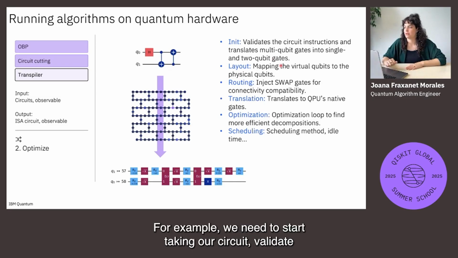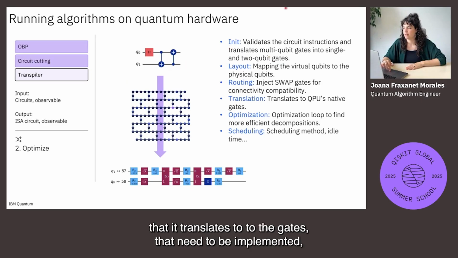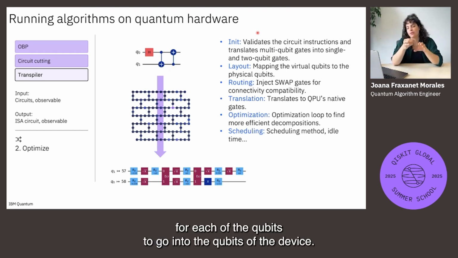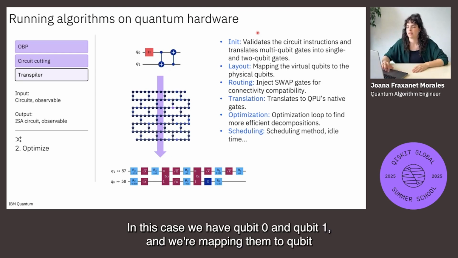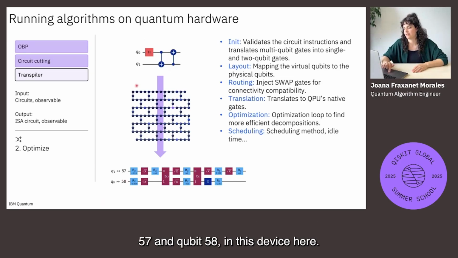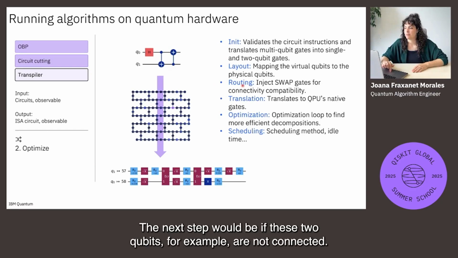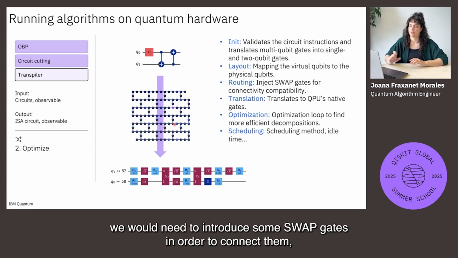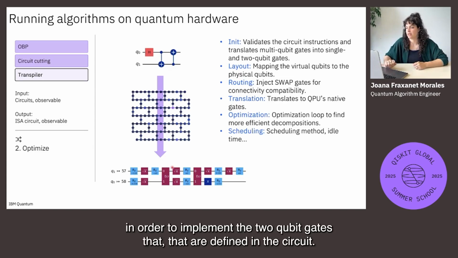For example, we need to start by taking our circuit and validating that it translates to the gates that need to be implemented, which would be single qubit and 2 qubit gates, and then choose a layout for each of the qubits to go into a qubit of the device. In this case, we have qubit 0 and qubit 1, and we're mapping them to qubit 57 and qubit 58 in this device here. The next step would be if these 2 qubits, for example, are not connected. In this case, they are, but if they are not, we would need to introduce some swap gates in order to connect them, in order to implement the 2 qubit gates that are defined in the circuit.